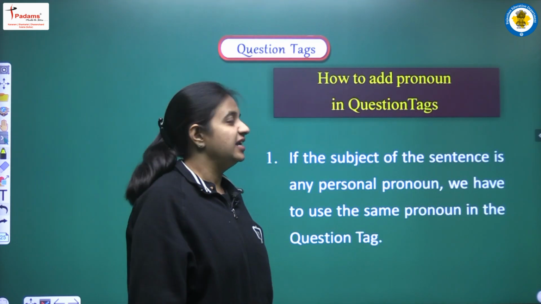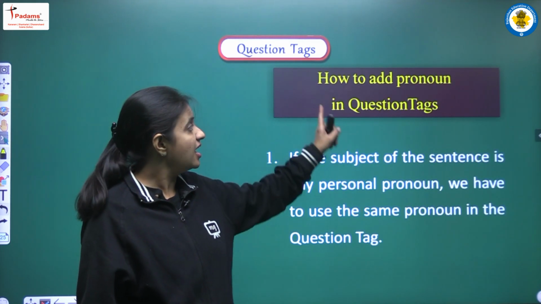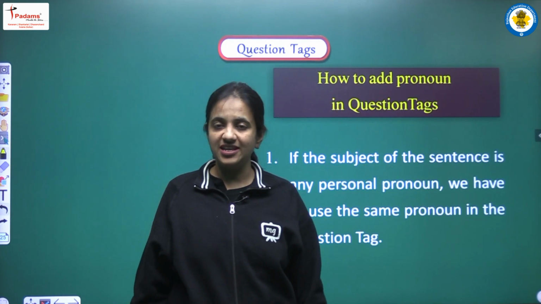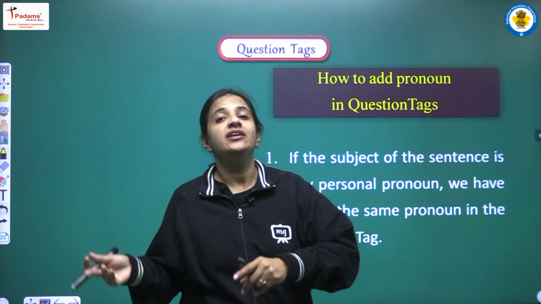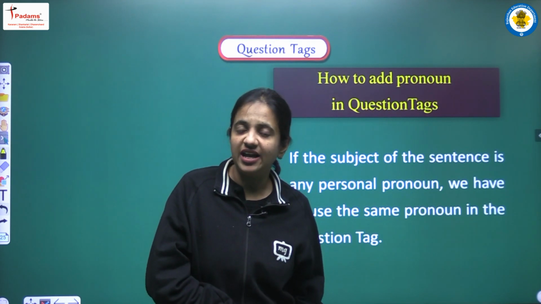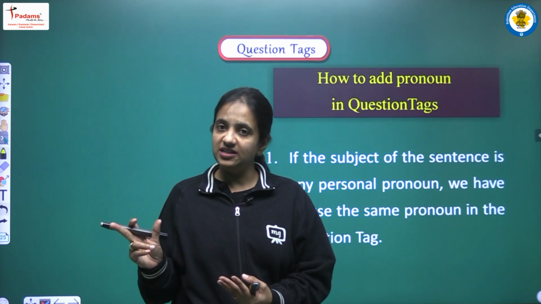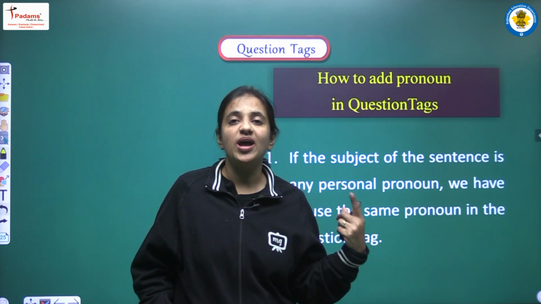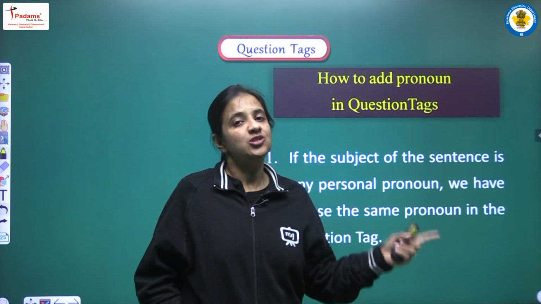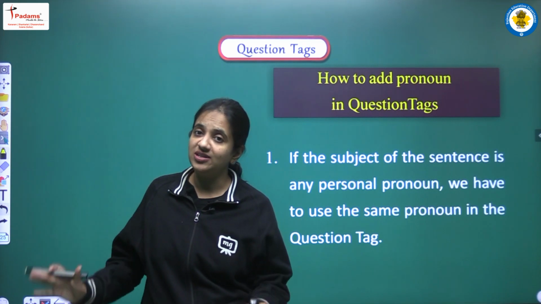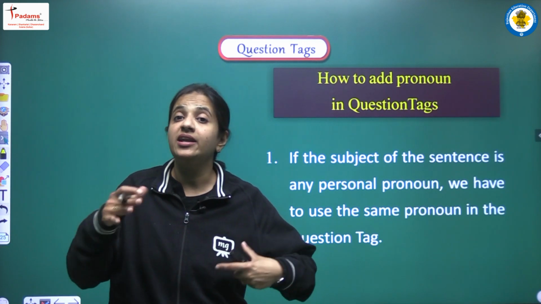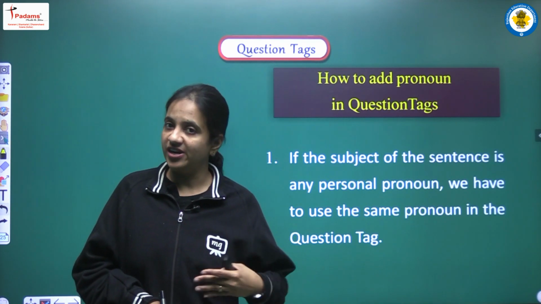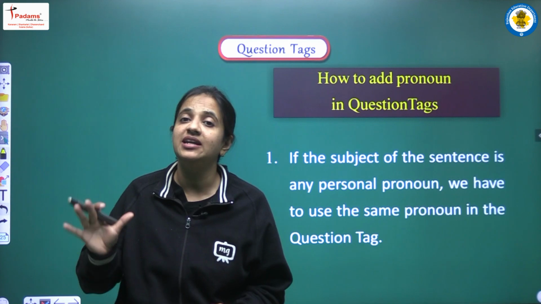So now let's discuss the next point, that is how to add a pronoun in a question tag. Till now we have discussed this thing. I hope this is very much clear to you all, that when we are making a question tag, we have to add one auxiliary, the same auxiliary that is there in the sentence, and we have to add one pronoun also. We have discussed that when we have to make a negative tag, how can we write the short form, the contractive form, and we have seen the entire table.